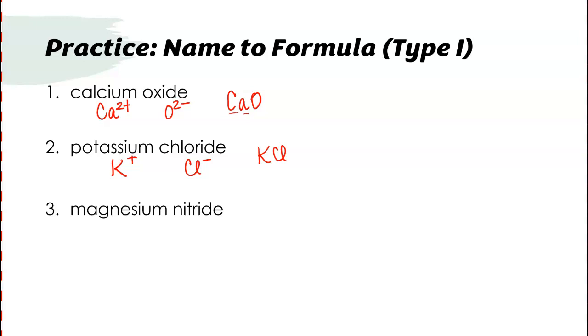Okay, lastly, magnesium nitride. So we've got magnesium, which has a 2+ charge, and nitrogen, which has a 3- charge. Here you might want to use that little crisscross trick where you take the charge on the cation and make it the subscript on the anion, and vice versa. So we say magnesium, and then the subscript becomes 3, and then nitride, and the subscript becomes 2.